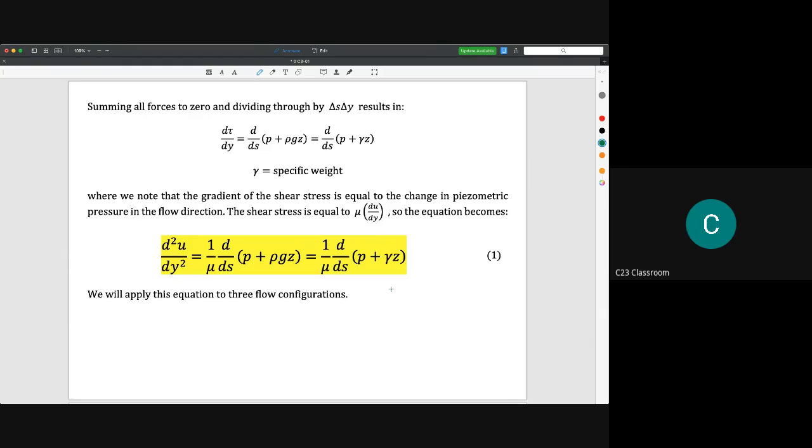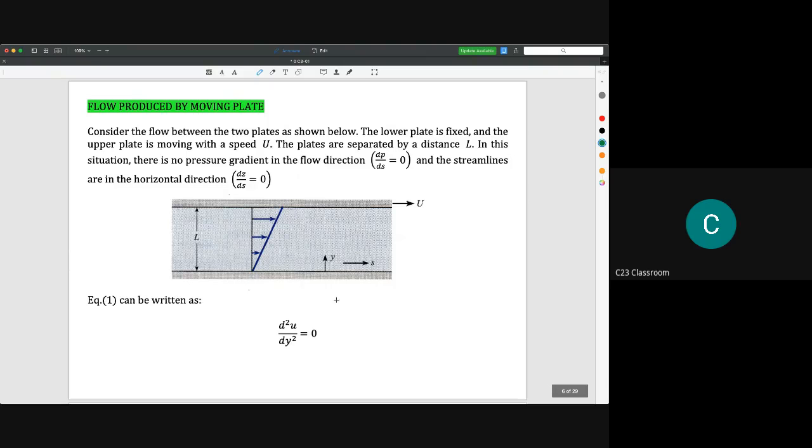You must remember that we are using plates. We are not talking about pipes yet. So we have two plates, and we could use this equation to start our calculation. For example, we have this condition, condition number 1. This is very basic, when we have a flow produced by a moving plate.